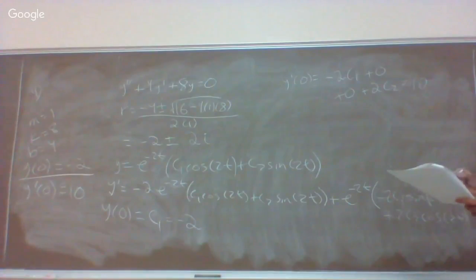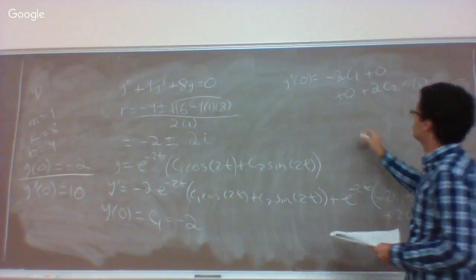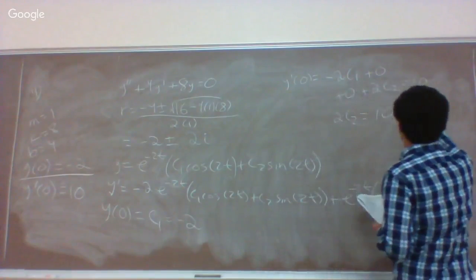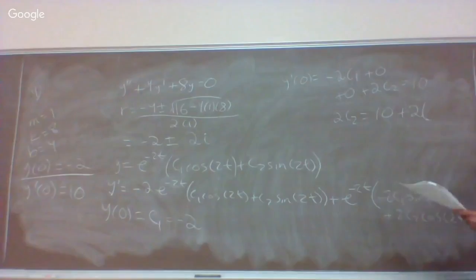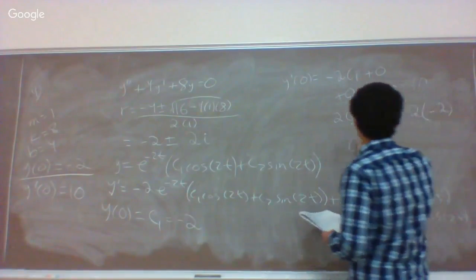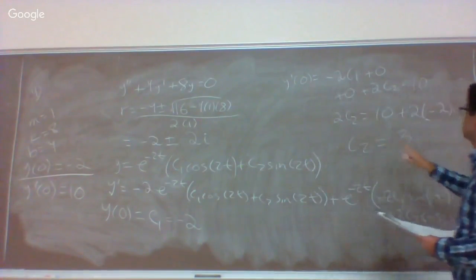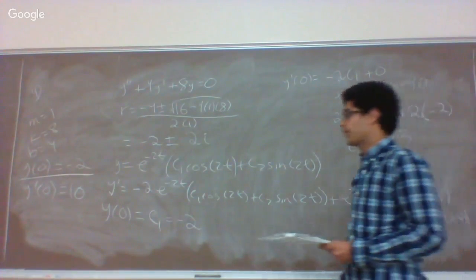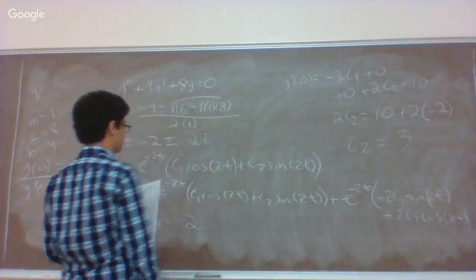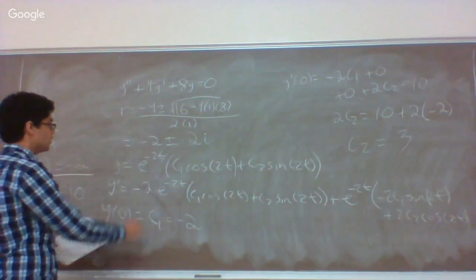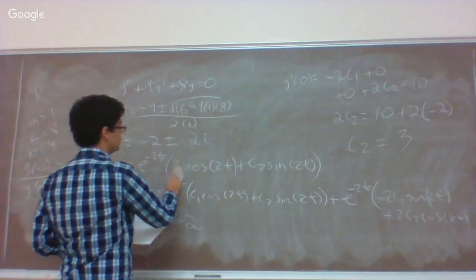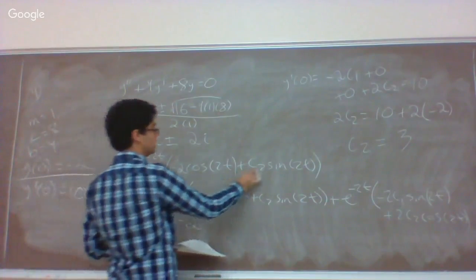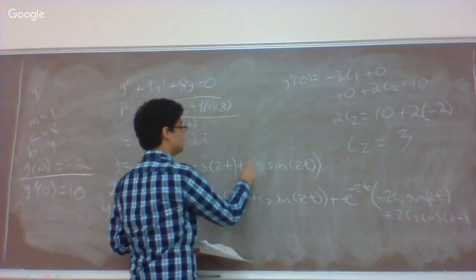We found that our c1 value is equal to -2, so I have 2 c2 equal to 10 plus 2 times the quantity -2. c2 is equal to 3. So 10 minus 4 divided by 2. So that my y is equal to e to the -2t times the quantity -2 cosine of 2t plus 3 sine of 2t.